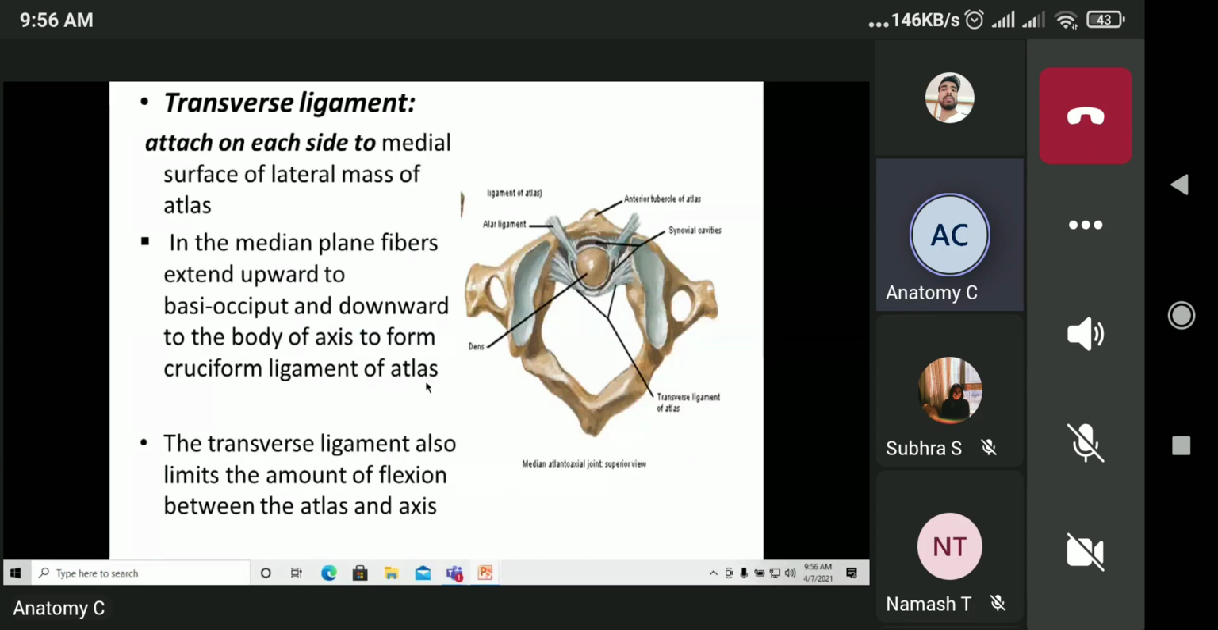In the foramen magnum, you have studied the cruciate ligament. Now we will discuss this later: that this transverse ligament will go above and below, above to the occipital bone and below to the axis, to form the cruciform ligament of the atlas. The transverse ligament also limits the amount of flexion between the atlas and axis. It prevents excessive movement.